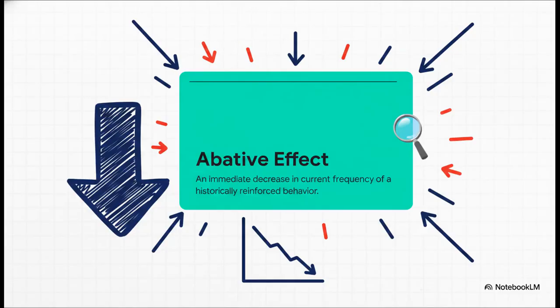Right, now let's isolate things a bit. When we talk about the abative effect, we're looking strictly at the behavior-altering side of the equation. The abative effect is an immediate decrease in the current frequency of a behavior that has historically been reinforced by that specific object or event. I really want you to focus on the strong directional language here. Think of a big, bold, downward arrow. Lower frequency. Immediate suppression. The behavior is pushed down, right now, in the current environment.